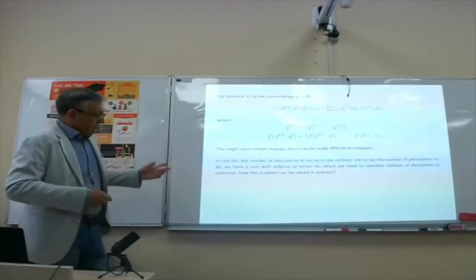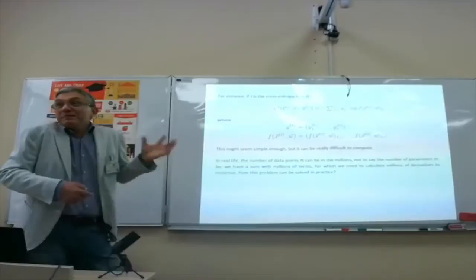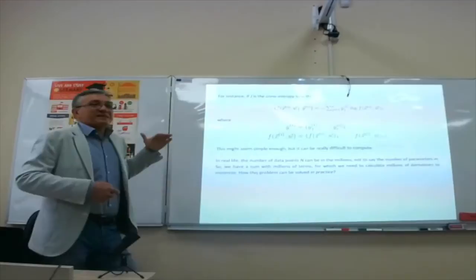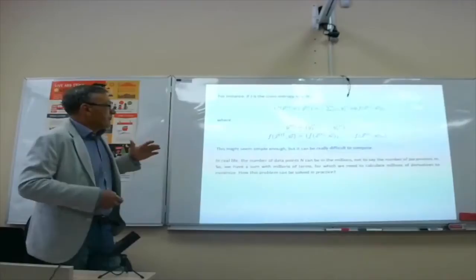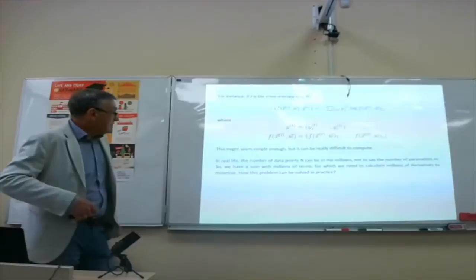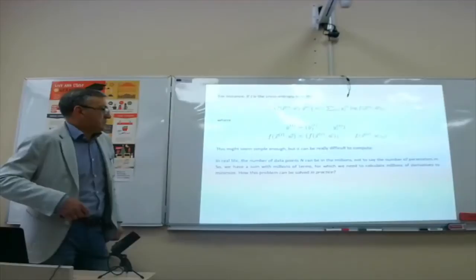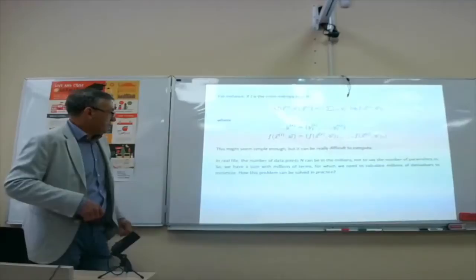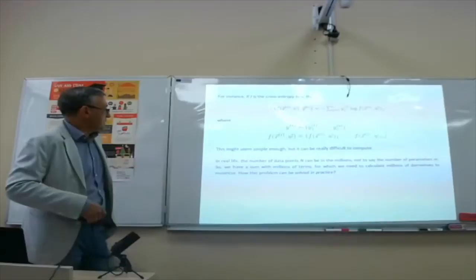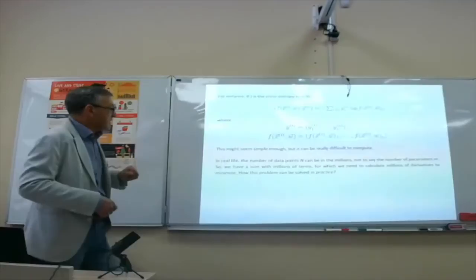I don't know if you agree with the next phrase. This might seem simple enough. Maybe for somebody it's simple, for somebody not. But this is a formalized representation of the mathematical background. But this is so difficult to compute. Why? In real life, the number of data points n can be in the millions, not to say the number of parameters m. So we have a sum in the previous slide with millions of terms for which we need to calculate millions of derivatives to minimize. How can this problem be solved in practice?